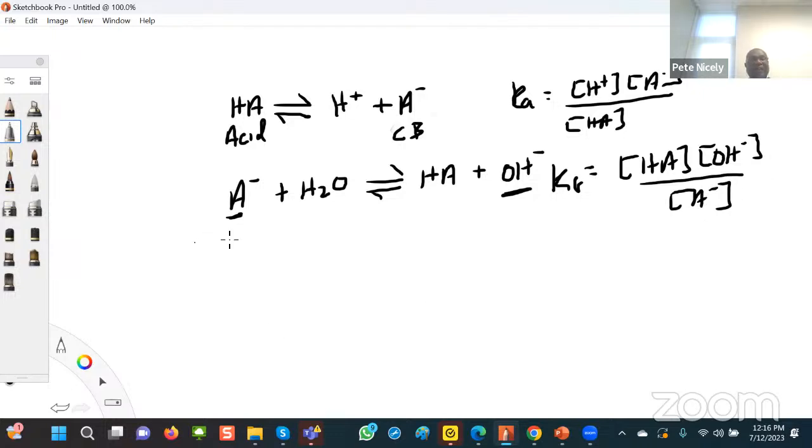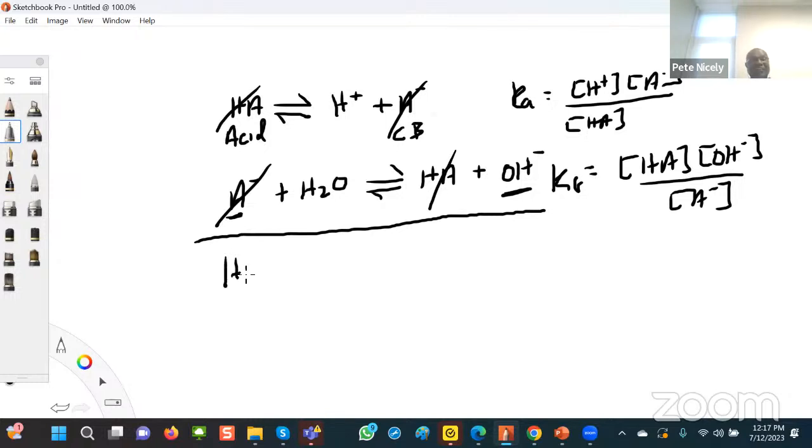Now, if I were to add these two equations together, right, that will cancel out, and this here will cancel out, right? So you'll be left with, oh, and by the way, this will cancel out as well, and this will cancel out as well, right? So you'll be left with what? H2O to form H plus and OH minus.